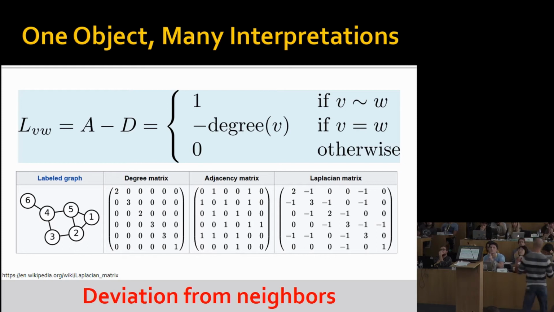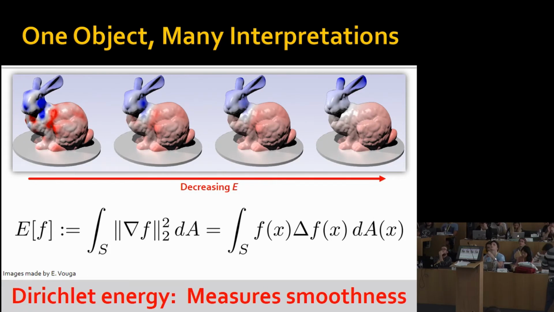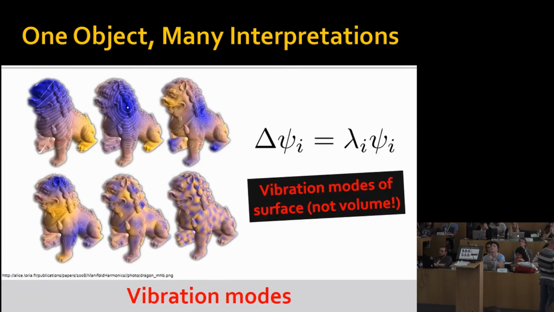There are probably less controversial examples there. Laplacians can also be used to measure smoothness, right? We talked about the Dirichlet energy. They're useful for talking about vibration modes.